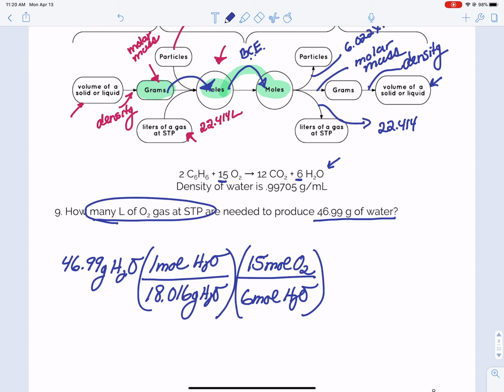And then where am I going now? The question says liters of oxygen gas. So I'm going here, liters of a gas at STP. And what do I use for that?